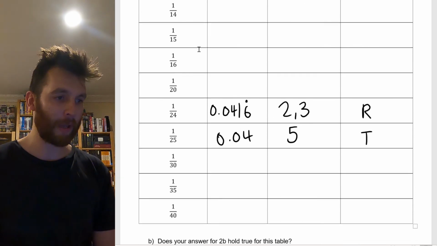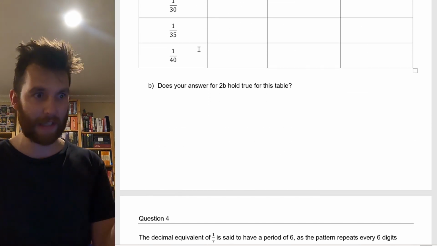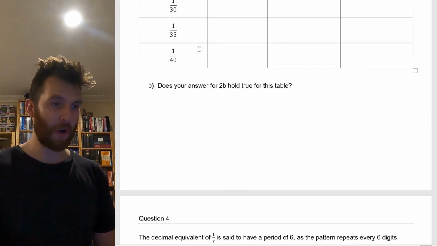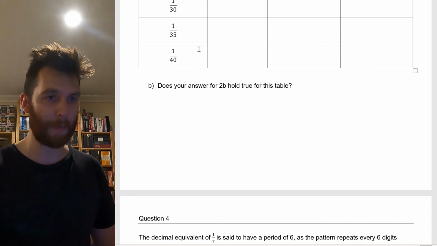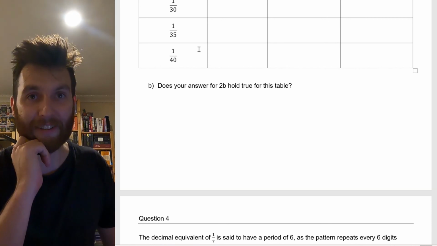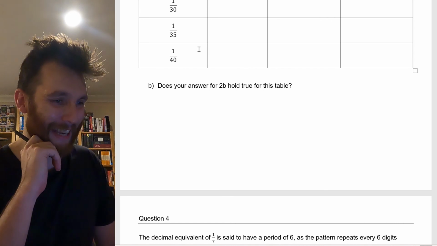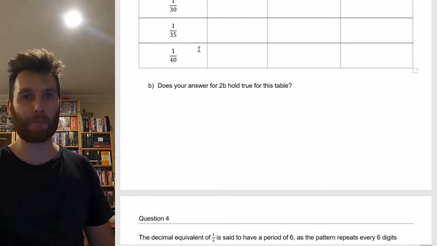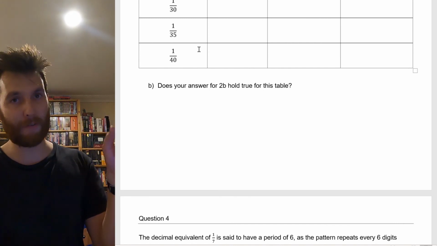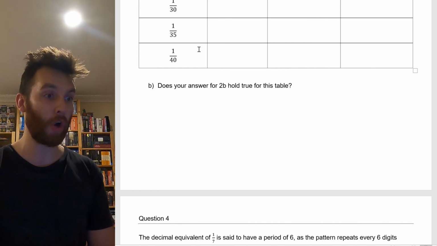Okay, so now scrolling a bit further down so you can check the rest of these against these solutions. Does your answer for 2b hold true for this table? You pretty much just say yes. Terminating decimals only have prime factors of 2, 5, or the 2 of them combined, but no more.